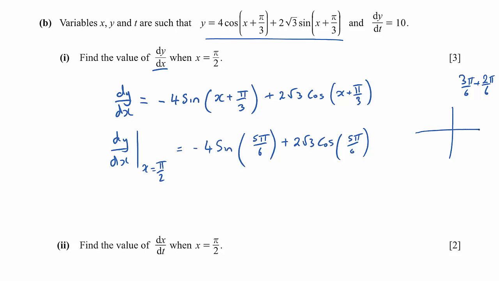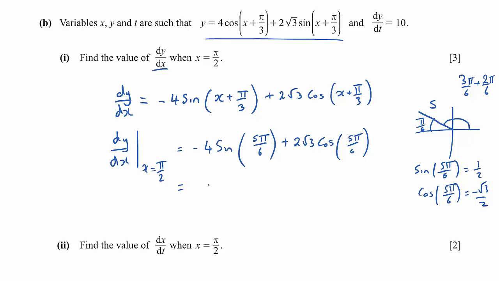So let's think about 5 pi by 6. So that's sort of here in the S quadrant. This would be pi by 6. So sine of 5 pi by 6 is the same as sine of pi by 6, which is a half. And cos of 5 pi by 6 would be negative root 3 on 2.